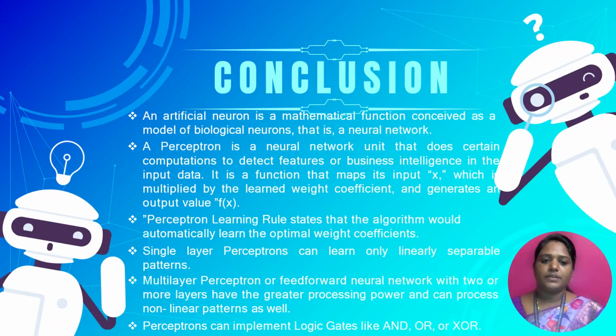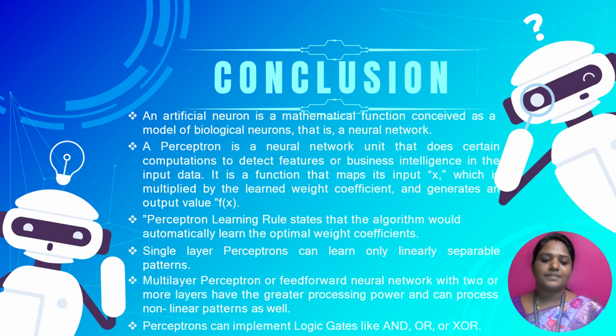Now we have reached the conclusion of today's presentation. The artificial neuron is a mathematical function conceived as a model of biological neurons, that is, a neural network. The perceptron is a type of neural network that has many nodes interconnected together, which map the inputs, multiply them by the weight coefficients, and generate the output value that can be represented as f of x. The perceptron learning rule states that the algorithm automatically learns the optimal weight coefficients. There are two types of perceptrons: single layer perceptron and multi-layer perceptron.